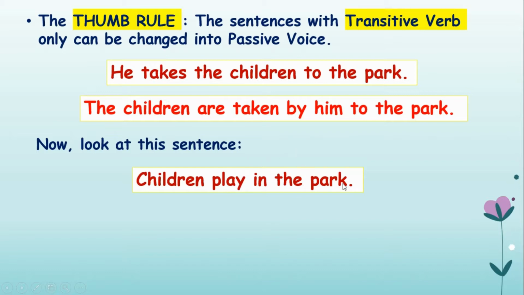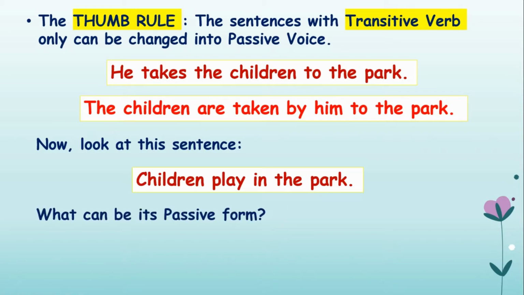Okay, in the park is a prepositional phrase. For some more information about transitive and intransitive verbs, you can check my channel. There is a very detailed explanation about transitive and intransitive verbs. Okay, so here the verb play doesn't have any object. In the park is a prepositional phrase which can't act as an object.